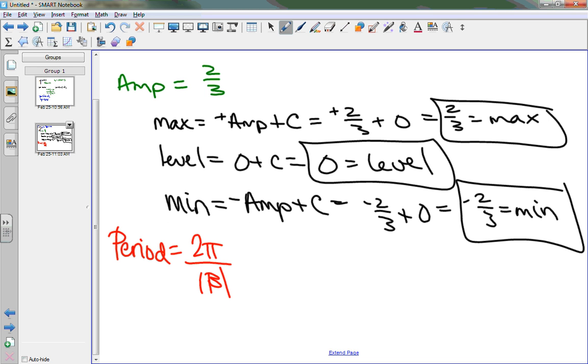Why is it 2 pi? Because that's one complete cycle around the unit circle. Yes, we understand that. For sine and cosine, the normal period is 2 pi units. Why is it the absolute value of B again? Why can't it be negative?